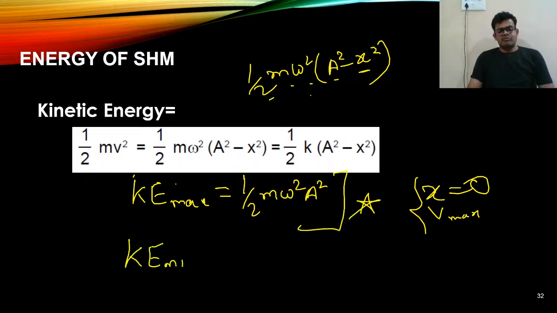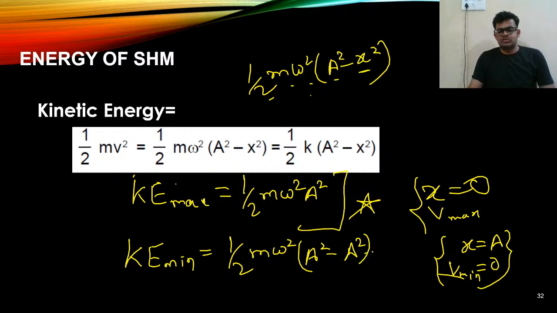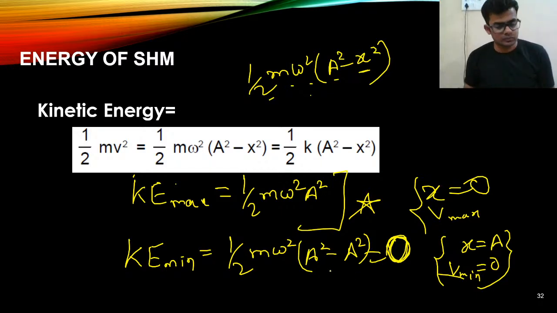What will be the minimum value of kinetic energy? The minimum value of kinetic energy is half m omega square a square minus, where will be the minimum speed? v will be minimum, that is 0, at x equals amplitude. So here I will write a square minus a square, which means 0. So the minimum kinetic energy of SHM is always 0. These two formulas you always remember.